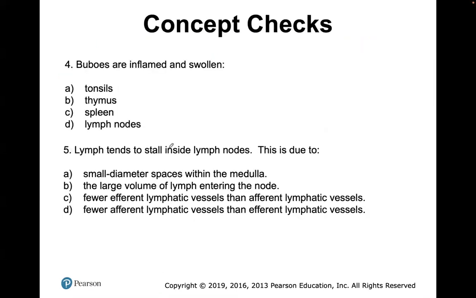So question for you, what are bulbos? Bulbos are inflamed or swollen lymph nodes. We just now spoke about it, the lymph nodes. Now, lymph tends to stall inside a lymph node due to why?